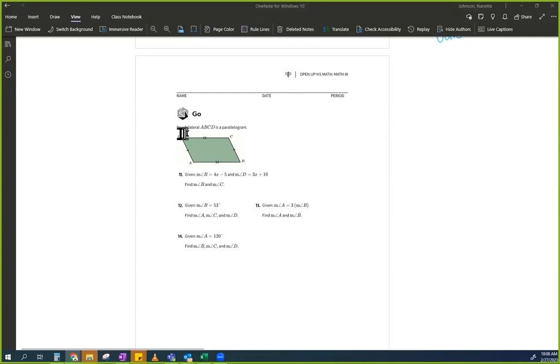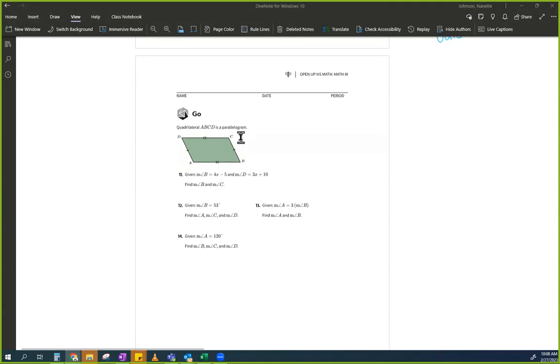So it says quadrilateral ABCD is a parallelogram. And then it has all these things, just reminding you of a couple things. These little arrows here mean that this side, AD, is parallel to this side, CB. These double arrows mean that it's parallel to this. So CD is parallel to AB.